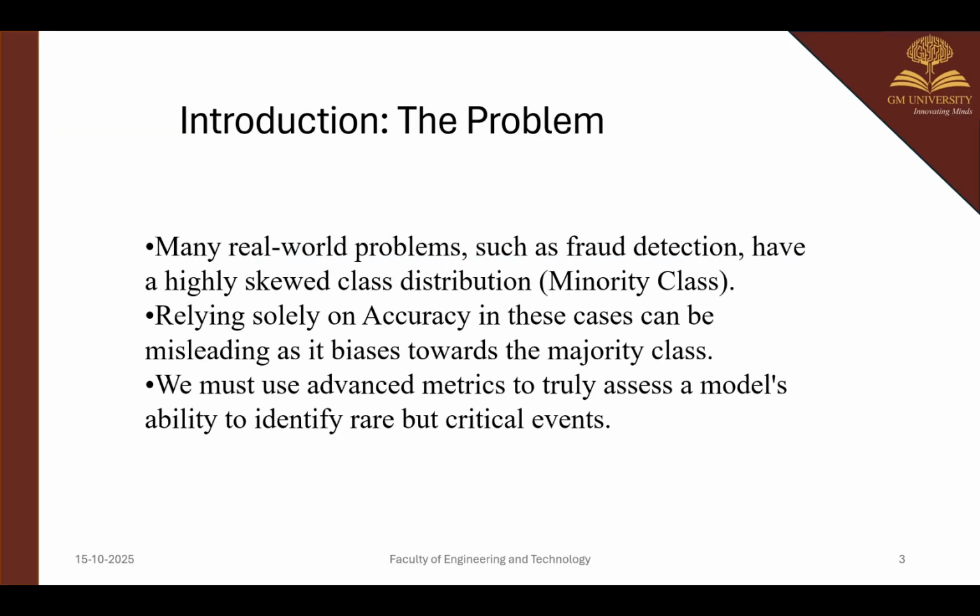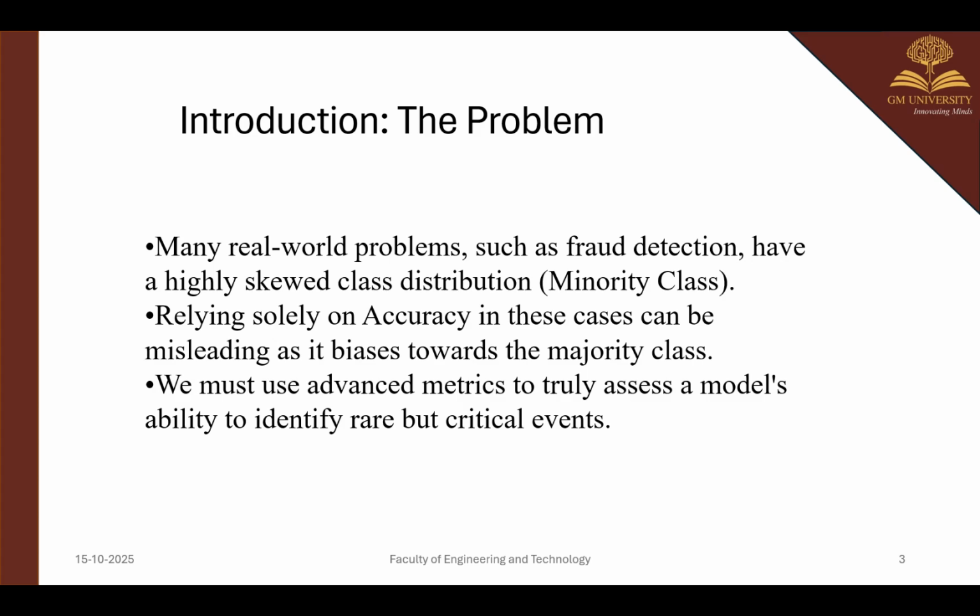Introduction. Many real-world problems such as fraud detection have highly skewed classification. As we know, so many people are committing fraud in the current situation, so we use ML models to segregate those things. We can see it in a mail, right? Relying solely on accuracy in these cases can be misleading as it is biased towards the majority class. We must use advanced methods to truly assess a model's ability to identify rare but critical events.